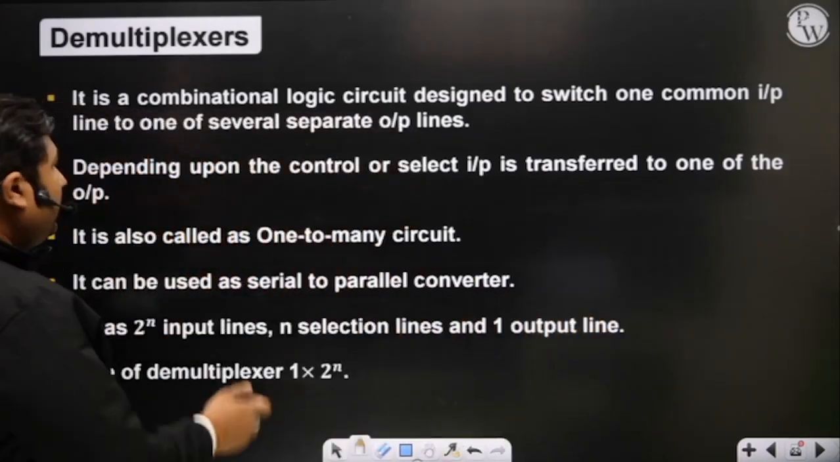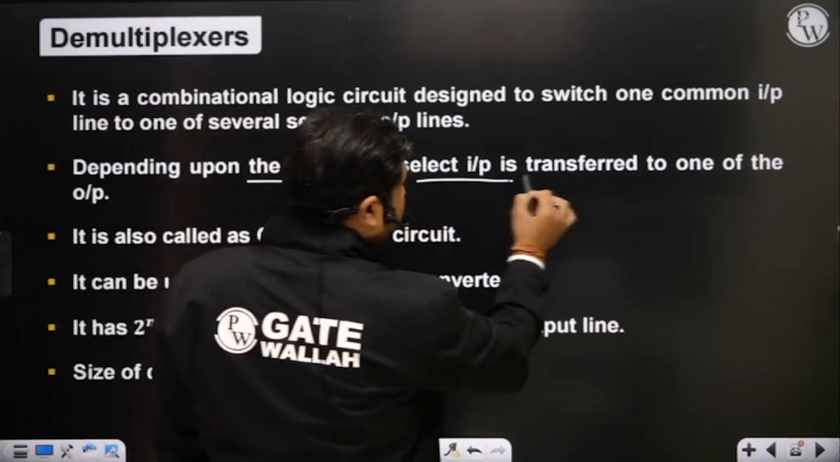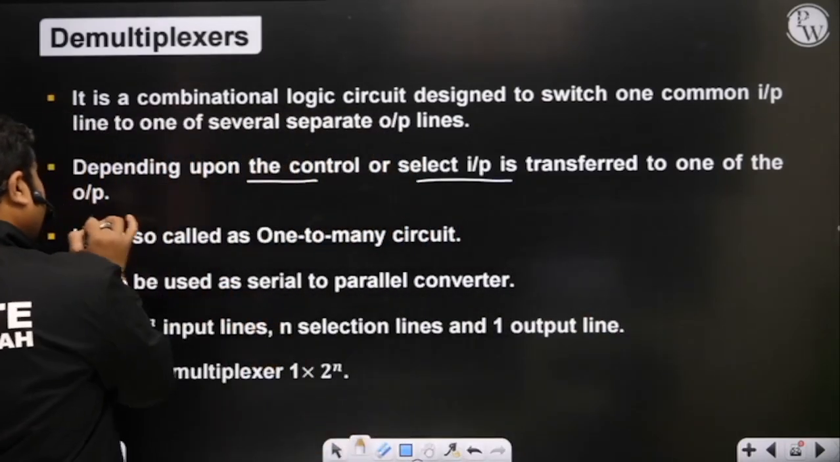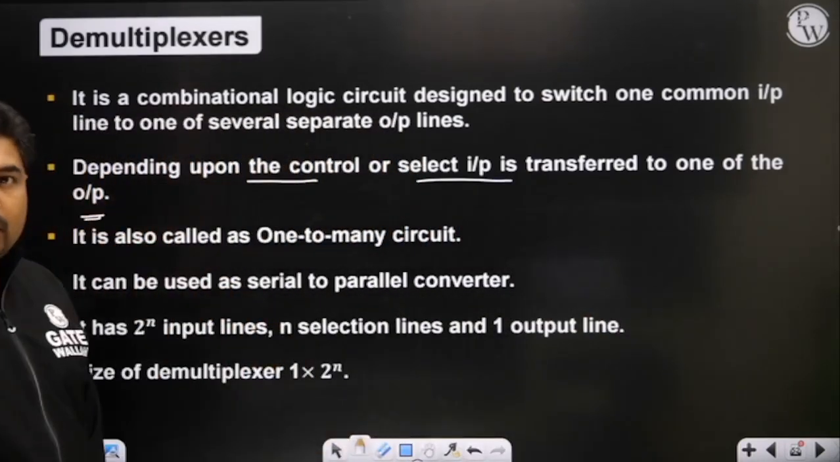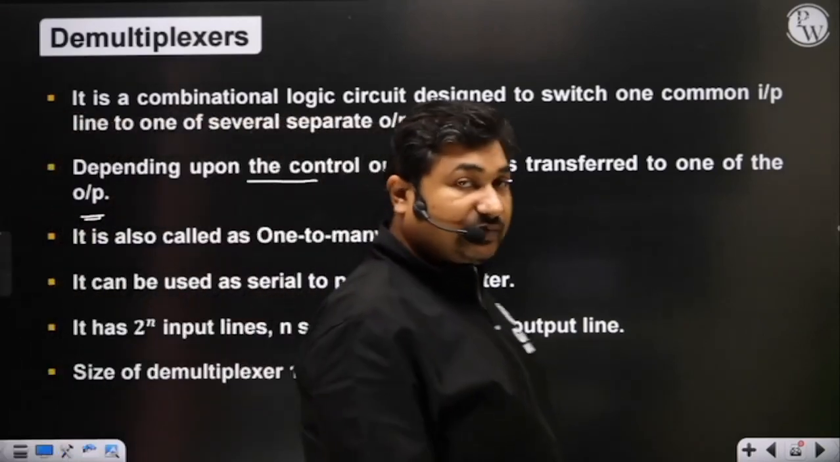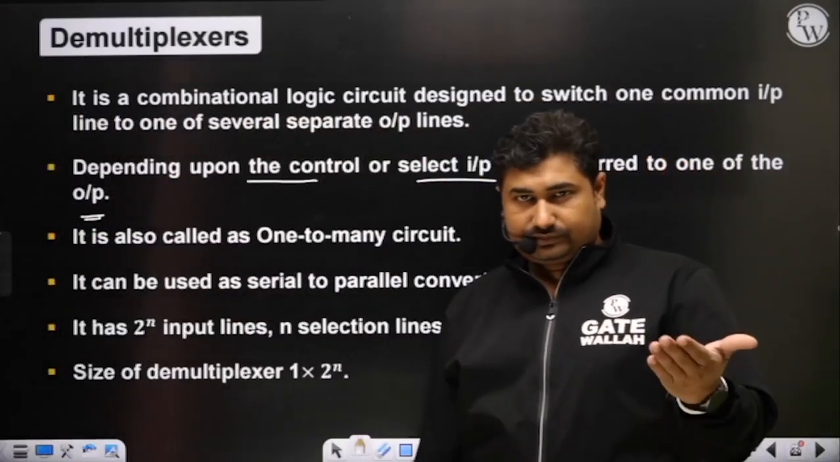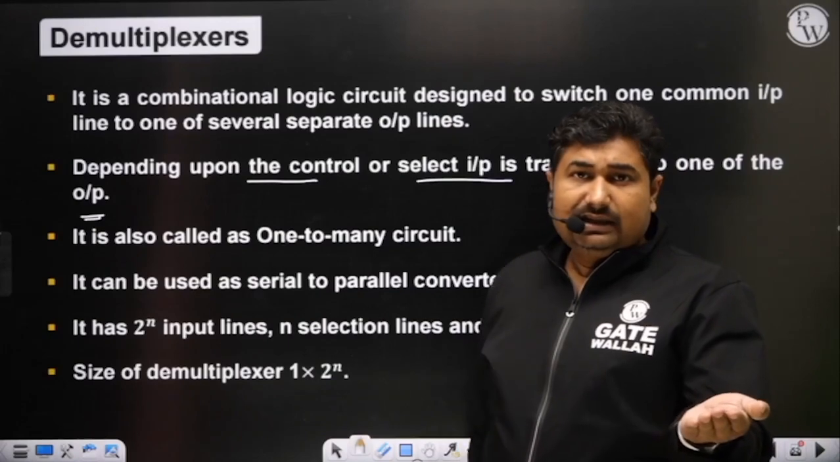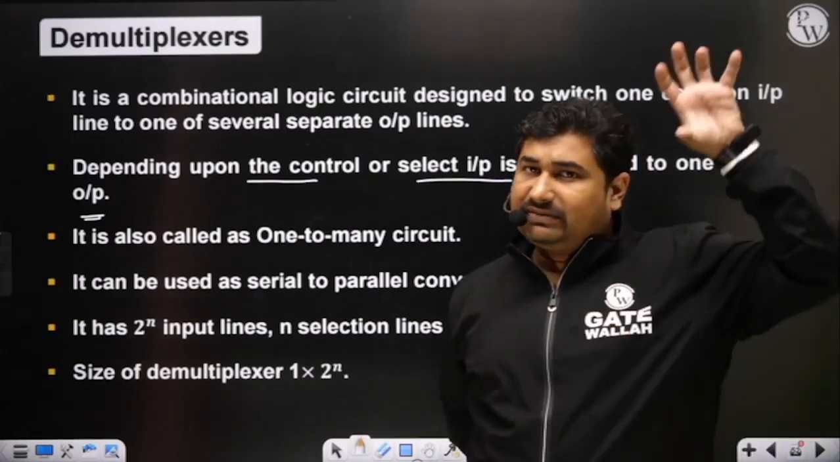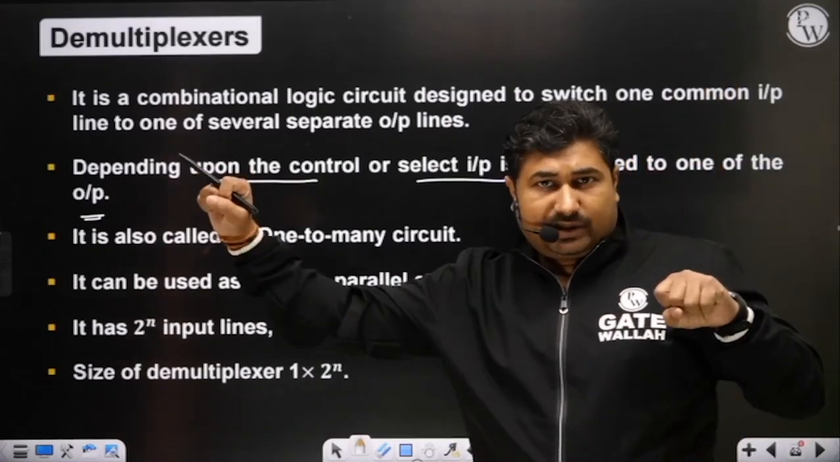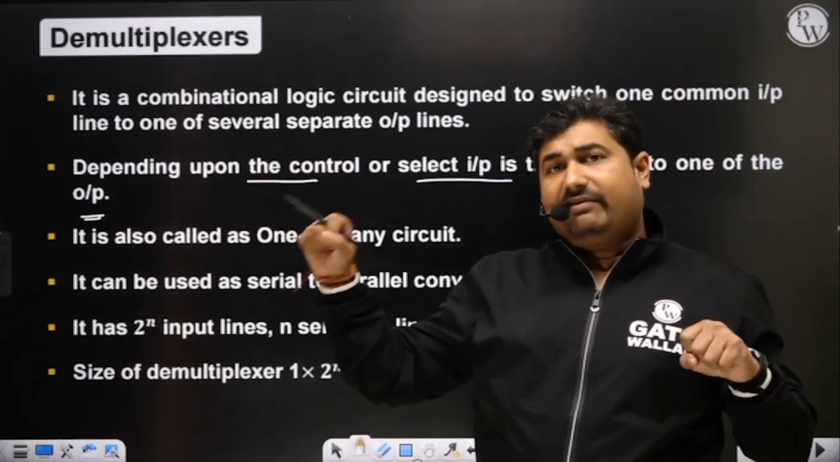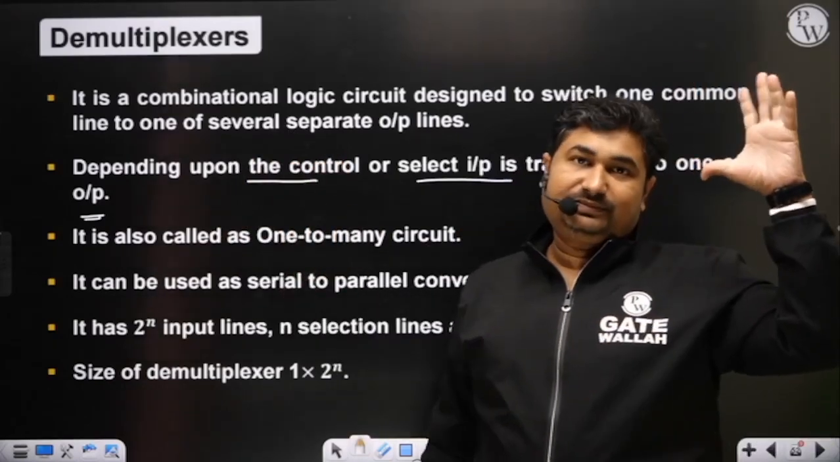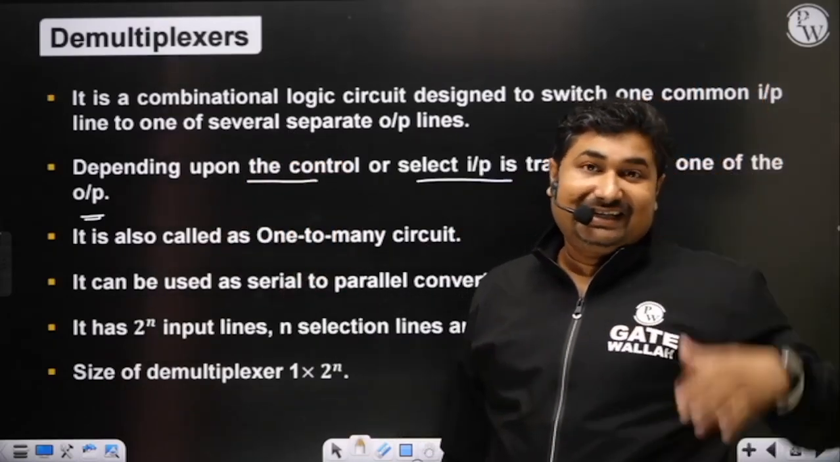Depending upon the control or select, input is transferred to one of the outputs. A demultiplexer is just the opposite of a multiplexer. A multiplexer has many inputs and one output. In the case of a demultiplexer, we have one input and many outputs. Is it okay?